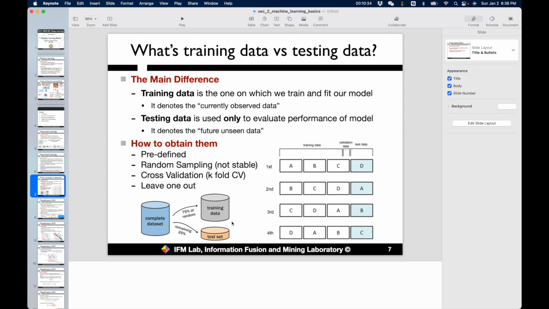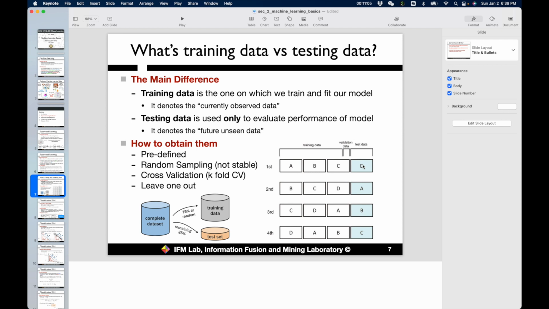A more reliable process for partitioning a data set into a training set and testing set is cross-validation. Given the whole data set, we can partition the data set into 4 portions, for example, A, B, C, D, right? Then the question is, which one will be used as a training set, and which one will be used as a testing set?